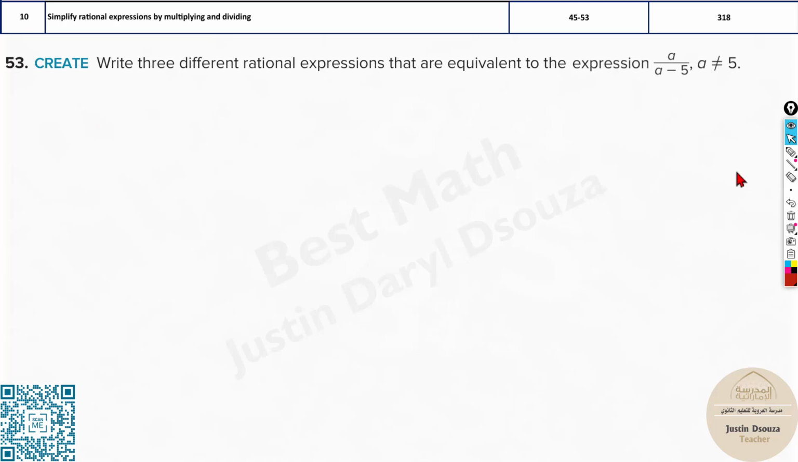Write 3 different rational expressions that are equivalent to this particular one. You can write various things, but a cannot be equal to 5. Why? Because if you put 5 here, it's undefined. Now, this is the original expression, right? You can write anything. I'll just write a squared over, I'm just going to multiply up and down by a. So it'll be a squared minus 5a. Now this can be simplified to the original expression. I'm going to now multiply by 3. It'll be 3a over 3a minus 15.